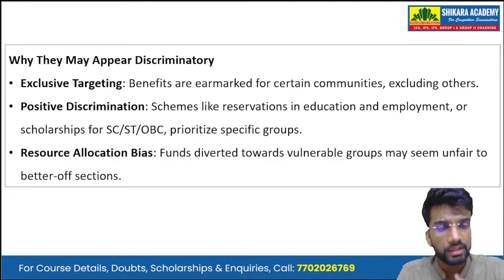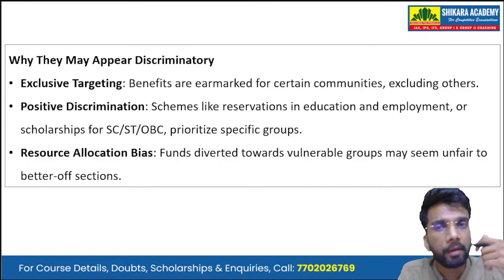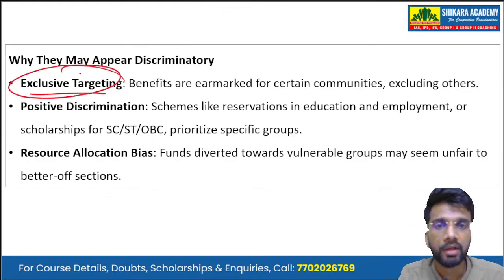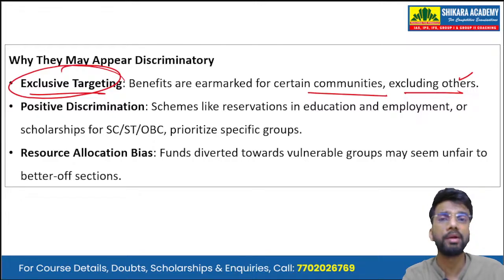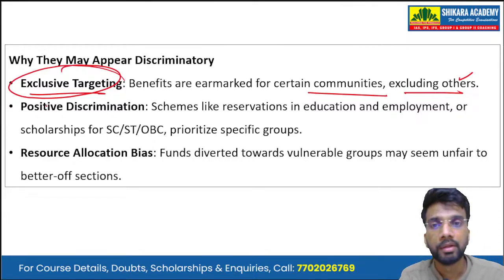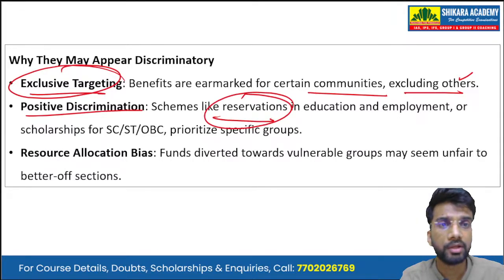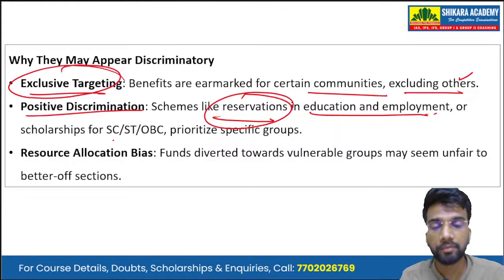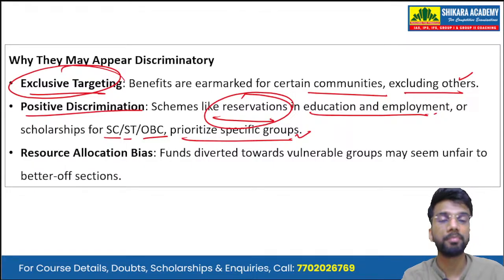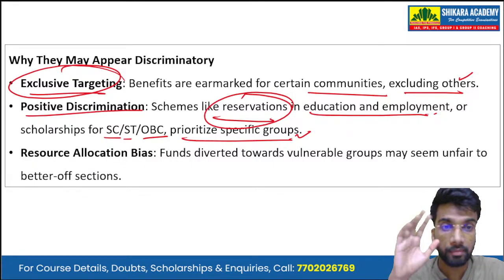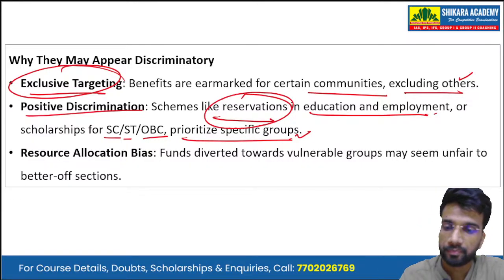Now, the reasons why welfare schemes targeting the vulnerable sections may appear discriminatory. First is exclusive targeting. Benefits are earmarked for certain communities, which excludes the other communities, so the other communities might feel that it is discriminatory. Second is positive discrimination. Schemes like reservation in education and employment, or scholarships for SC, ST or OBC, prioritize specific groups. So communities in the general or unreserved category might feel discriminated.